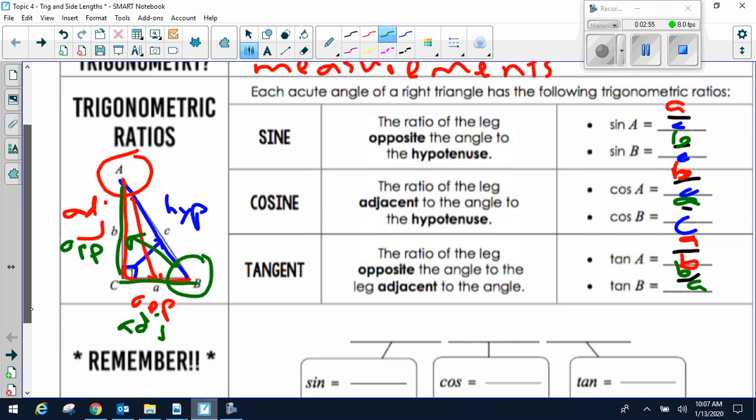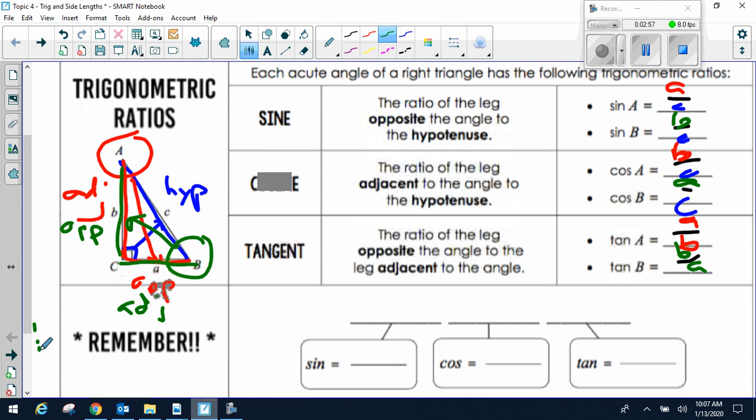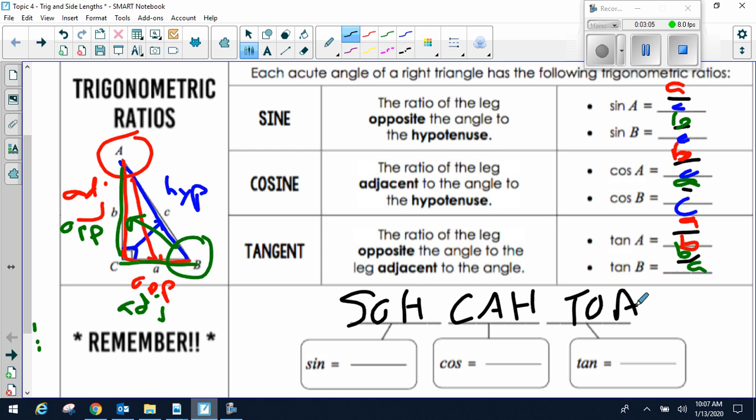And the easiest way to remember this is by using the phrase SOH CAH TOA. So is opposite over hypotenuse. Cah is adjacent over hypotenuse. And toa, tangent, is opposite over adjacent. Okay, so let's go ahead and do some examples.